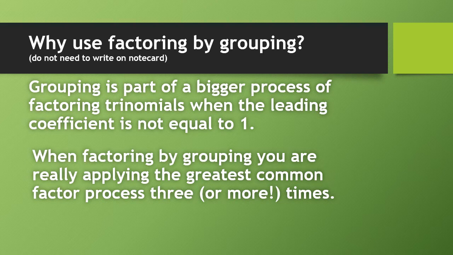And when factoring by grouping, you're really just going to apply the greatest common factor 3 separate times. So we are going to take the greatest common factor, take the greatest common factor, and then take the greatest common factor a 3rd time. So if you can do greatest common factor, this is not going to be that big of a deal.